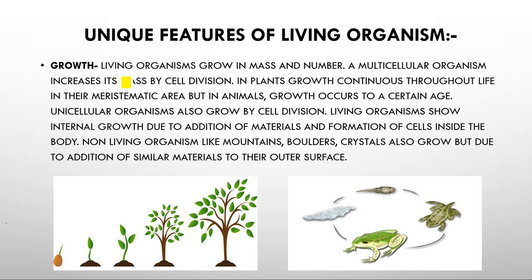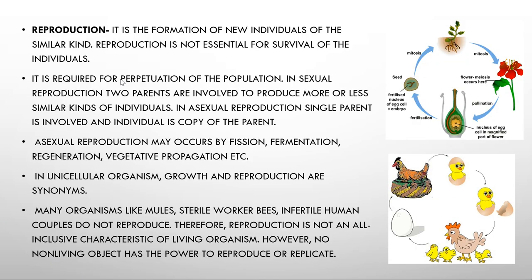the second characteristic of the living organism is reproduction. Likewise, it is a characteristic of a living organism. Here also some multicellular organisms are there, and unicellular organisms are there. If we talk about reproduction, you know that reproduction has two types, asexual and sexual.